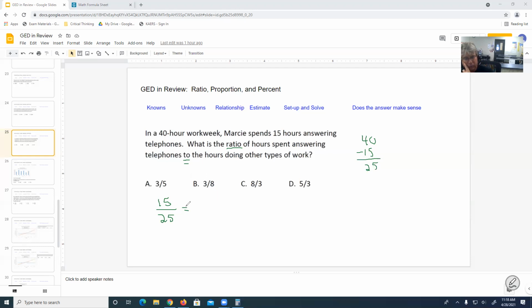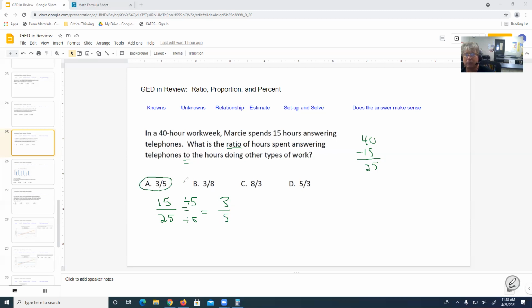Again, the GED calculator can reduce this for you. I don't have it, so I recognize that since these both end in 5, I can just divide both sides by 5. That's not too hard to do either. And so 5 goes in 15, what, 3 times, and then 5 goes in 25, 5 times. So my ratio is going to be 3 to 5, or 3/5. So that would be our answer to that one.